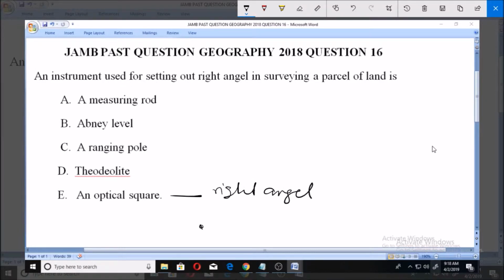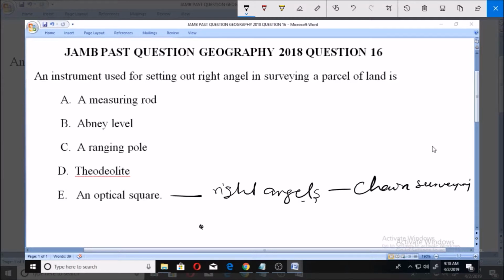Now, an optical square is used to set out lines at right angles to the main chain line in chain surveying. So whenever you're talking about chain surveying, we talk about the use of optical square to get lines that are at right angles. Whenever you're talking about lines that are at right angles, that's what you use for that.